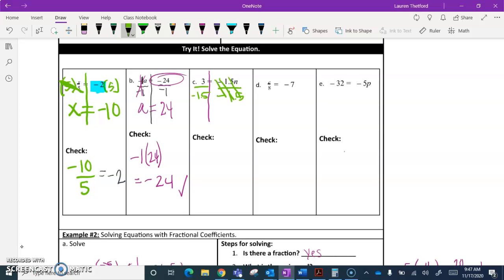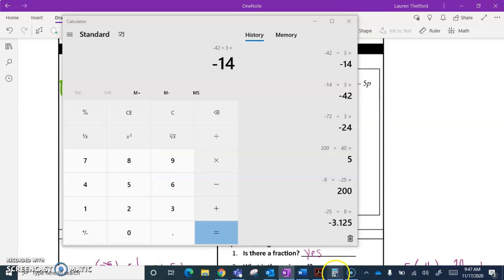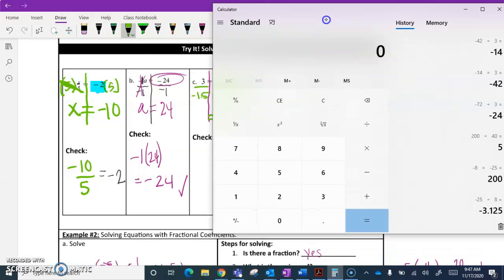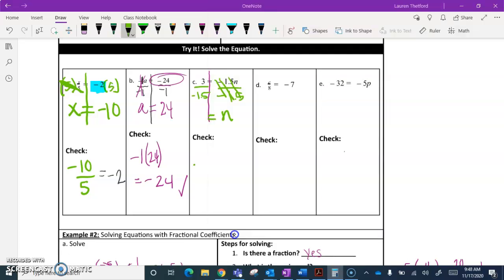These cancel, so I just have n equals. And if I don't know what 3 divided by negative 1.5 is, I can just use my calculator. So 3 divided by negative 1.5 gives me negative 2. So n equals negative 2.